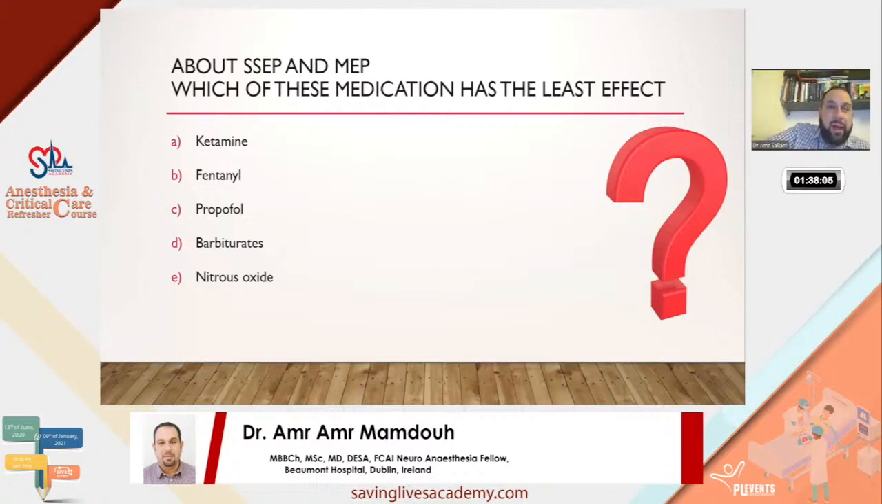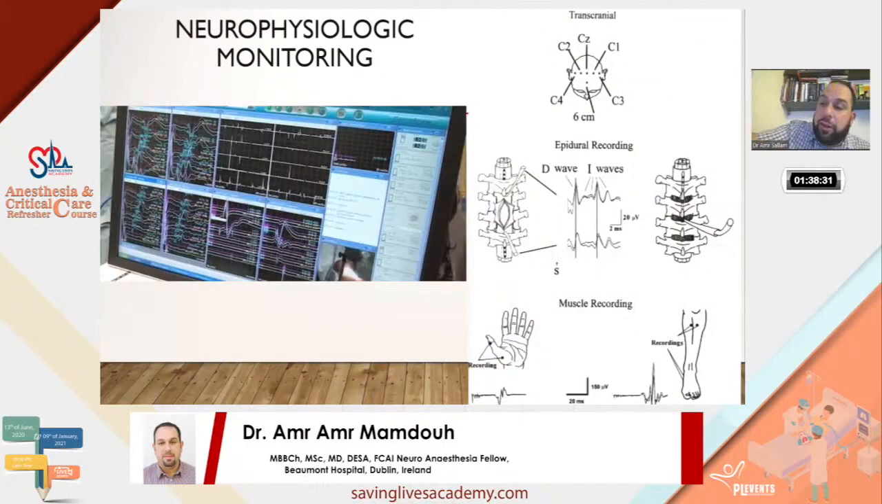Actually, ketamine has an effect. We don't know if it's a stimulation or inhibition, but sometimes it's these, and we're going to discuss why we are talking about ketamine. Propofol as well has some effect, but we have some sort of control over it. Barbiturate and nitrous oxide also have some effect. So fentanyl is the right answer. So let's discuss neurophysiological monitoring.